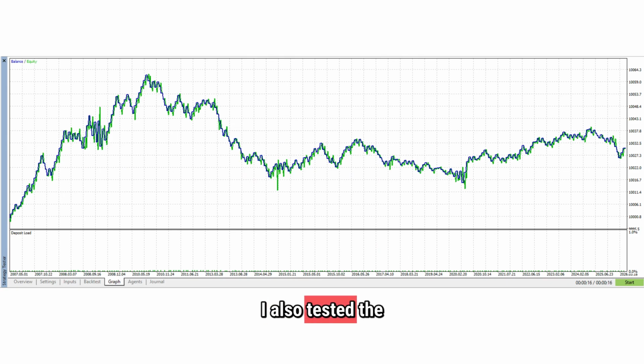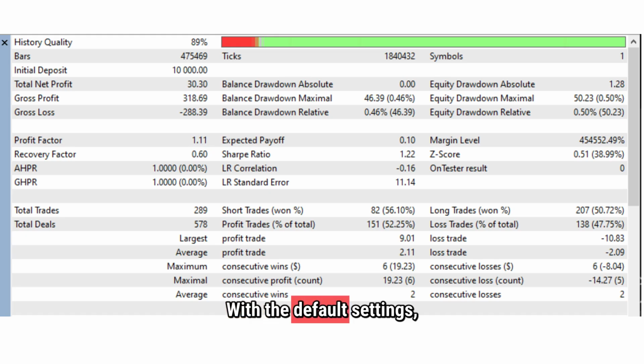I also tested the default settings. The result was weaker. The balance curve was not impressive, and the total profit was only $30.30 over more than 20 years. With the default settings, the profit factor was 1.11. The recovery factor was 0.60. The maximum equity drawdown was $50.23 at 0.01 lots. Again, the drawdown is not huge, but the profit is too small.